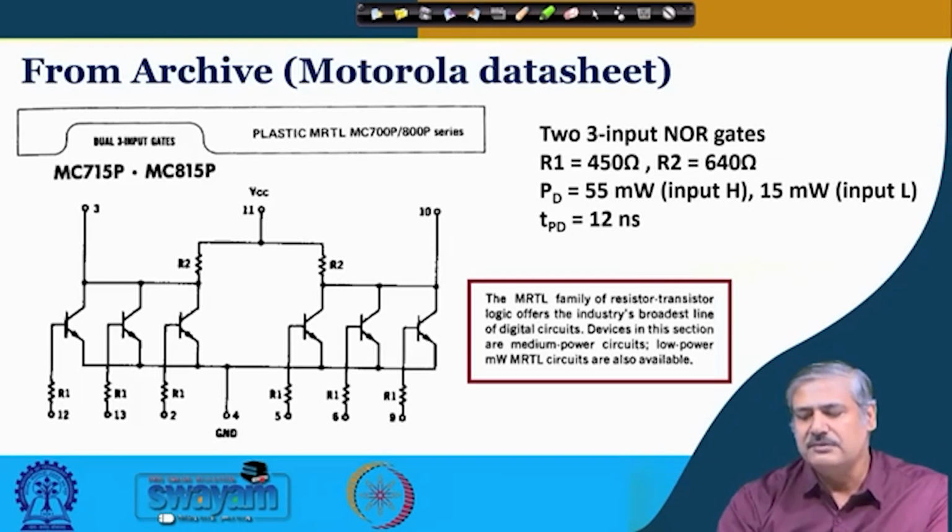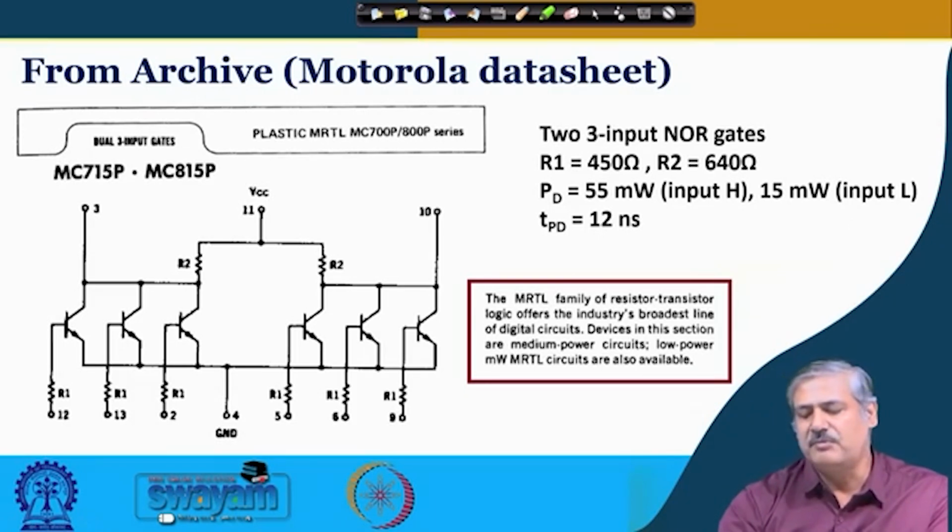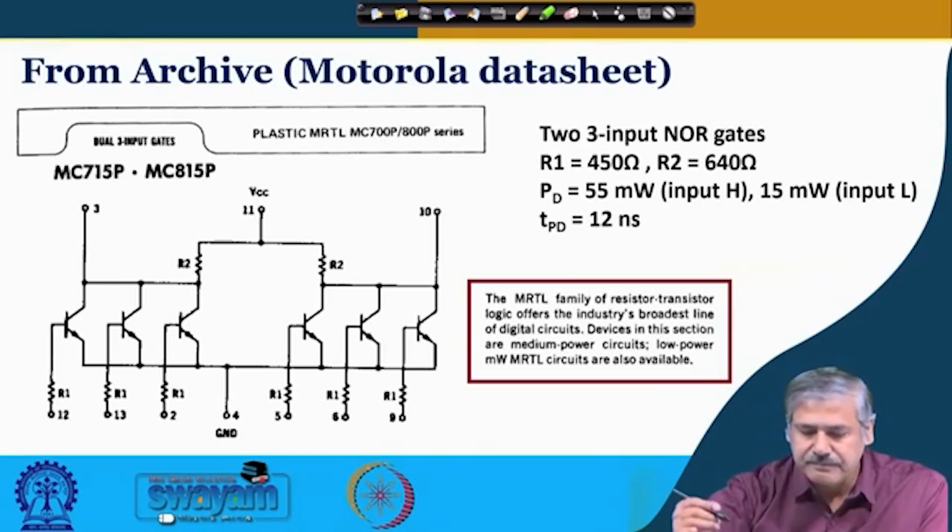And power dissipation, when input was high, meaning transistor was on, so current is flowing through R C through the transistor to the ground, was 55 milliwatt, and when it was off, for the kind of standard loading, it was 15 milliwatt, and propagation delay was 12 nanosecond. So, that is what the data sheet provided at that time.